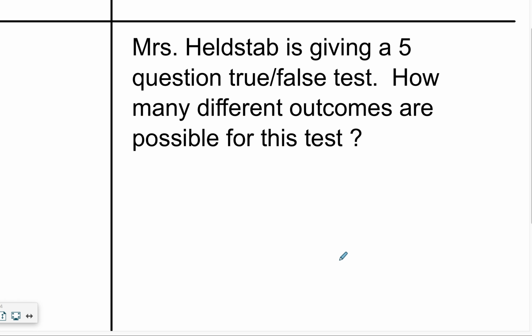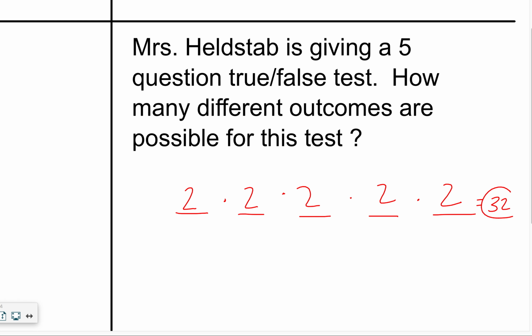Okay, the first thing you should have done to solve this is drawn out your 5 questions. Here's question 1, question 2, question 3, question 4, question 5. How many options do I have for question 1? Well, I have 2. It's true or false. How many do I have for this one? Same thing all the way down. Again, I'm just going to multiply all those together, and I should get 32. There are 32 different ways someone could answer the questions on this test.